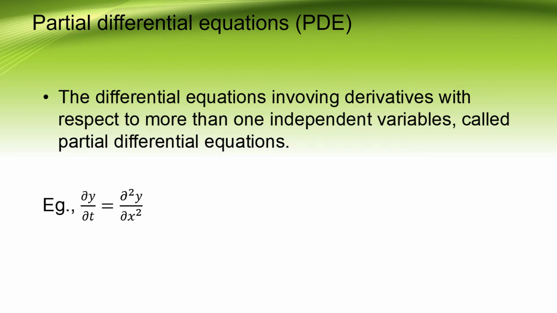Differential equations involving derivatives with respect to more than one independent variable are called partial differential equations. For example, dou by dou t of y is equal to dou squared by dou x squared of y. Here y is a dependent variable, but we have t and x as two independent variables. So in the definition, more than one independent variable is known as a partial differential equation. This type of equation is known as a partial differential equation.